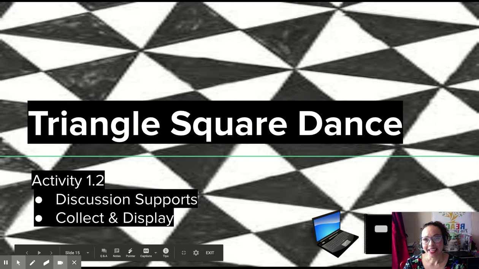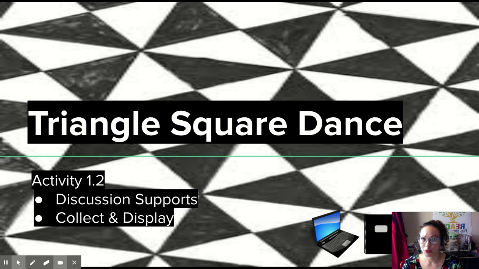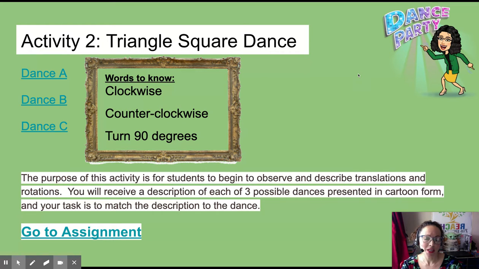Okay, so in Google Classroom, you have an assignment that is titled Activity 2. Activity 2 is something called the Triangle Square Dance. Basically, all that's going to happen is you're going to see some shapes, a couple squares and a triangle, and they're going to move around in their little view. They're inside like a square. So your job is to describe how these shapes are moving.